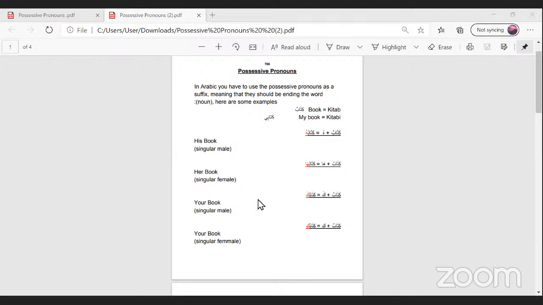So Sister Samina, can you do the next one? The word bayt. Baytuhu, meaning his house. Baytuha, her house. Baytuka, your house, and Baytuki, your female's house. And my house, Bayti. And our house, Baytuna. Excellent. Can you choose the next student to come on the mic?